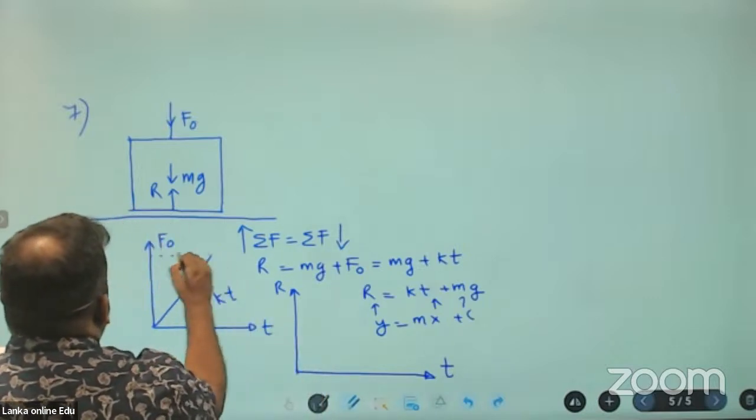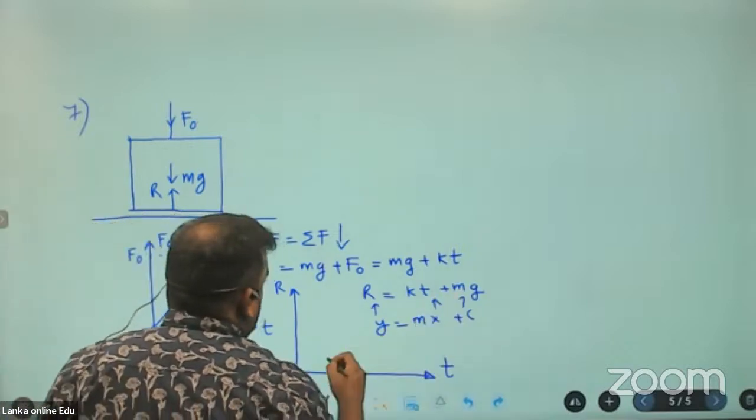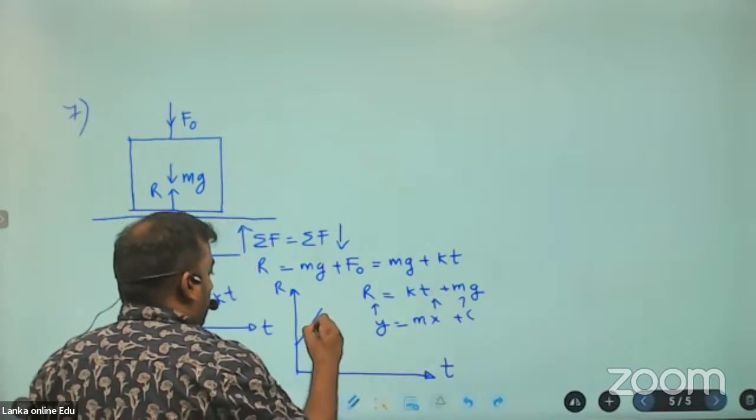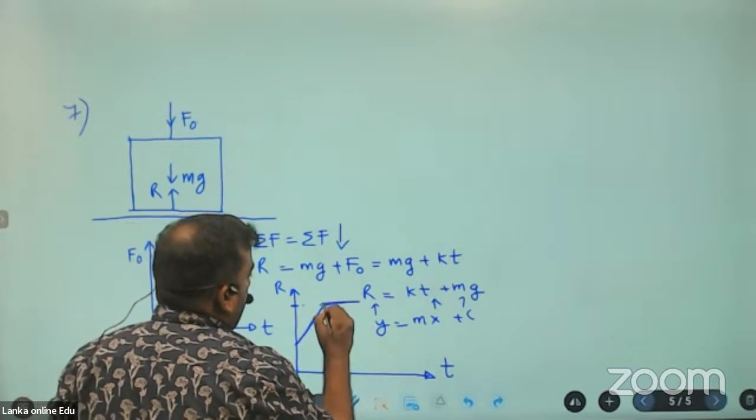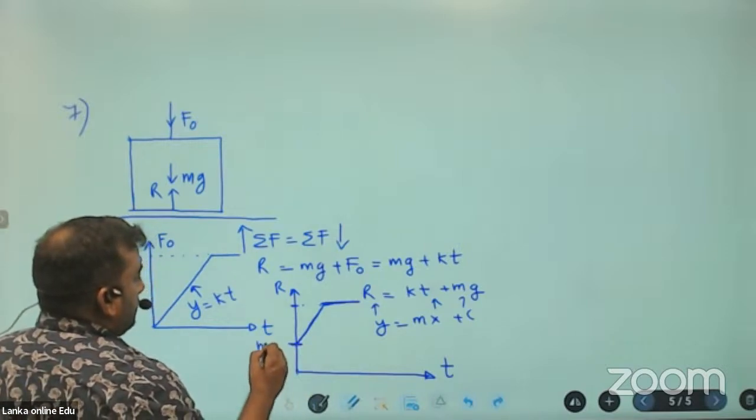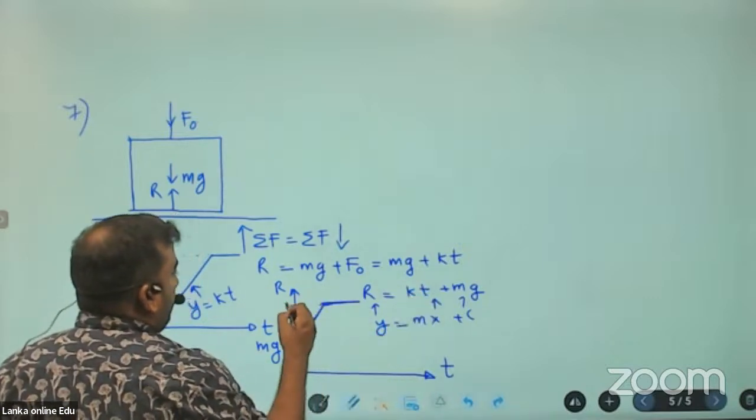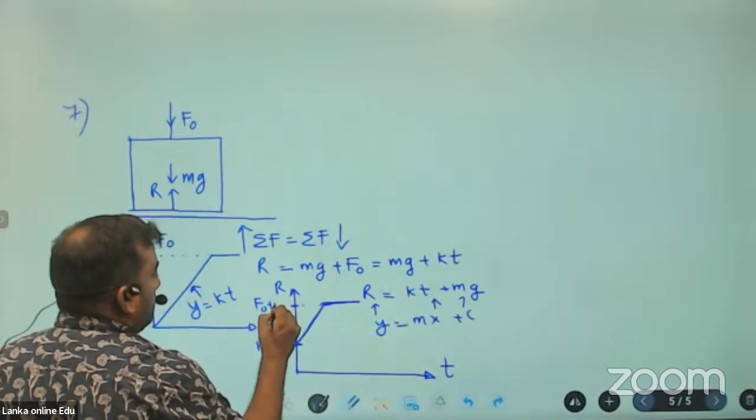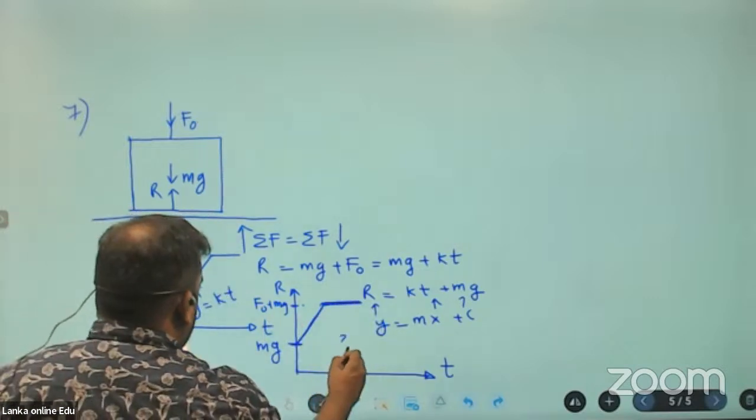So it increases up to F naught and then stays constant. In the initial case, it will increase here, then remains constant, starting from mg. After some time, it's going to be F naught plus mg, and then constant. The correct answer is answer number 3.